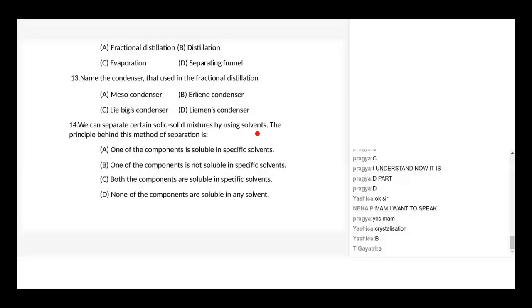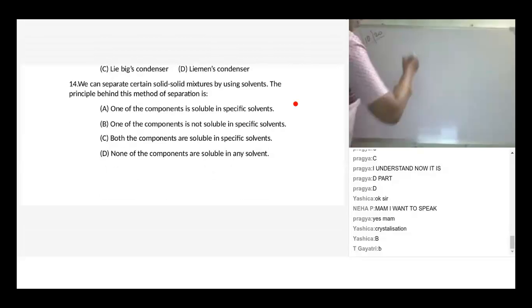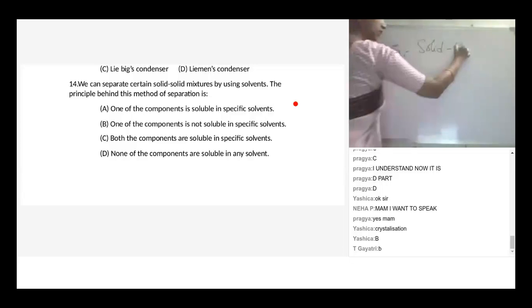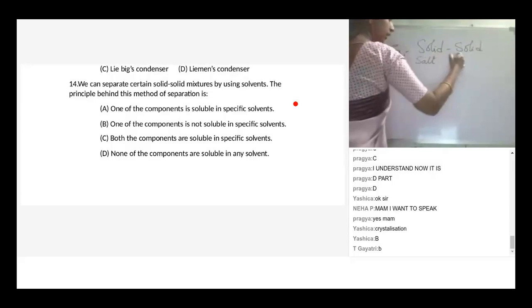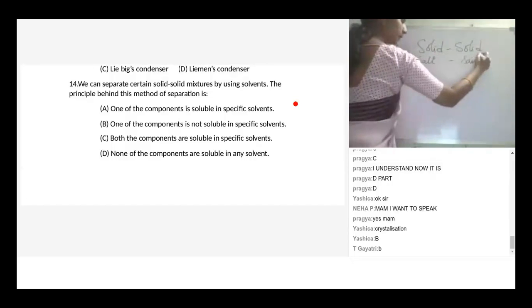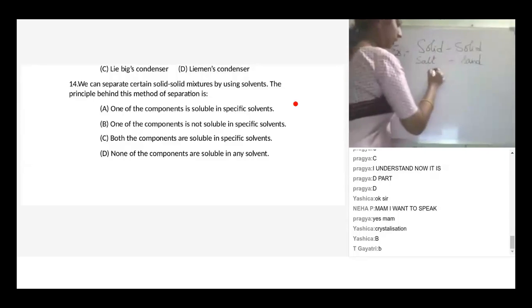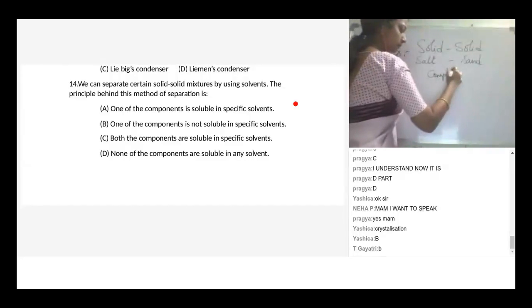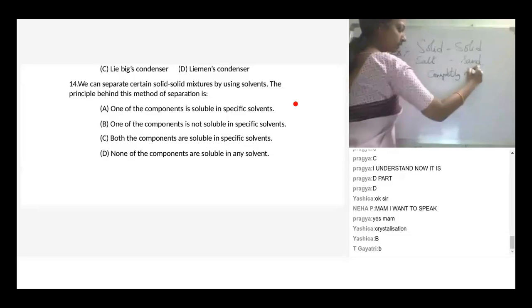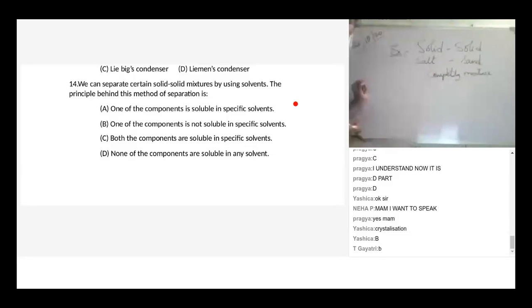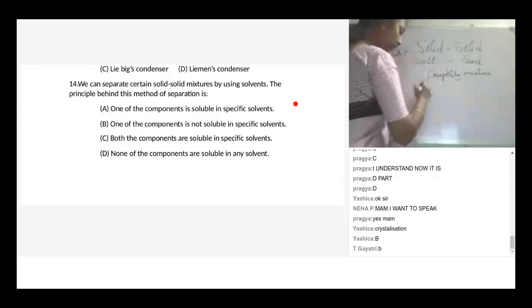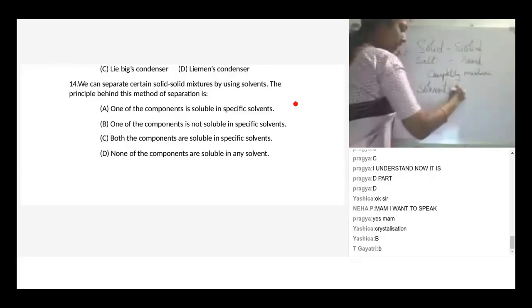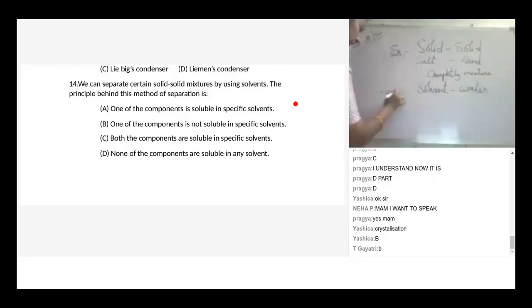Can you give me one example about this? So here, example, solid mixtures. Listen, one of the solids is salt, the other solid is sand. Salt and sand are completely mixed up. Understood? So I want to separate salt from sand. What do I do? I will select one solvent. What is the solvent here? Water.